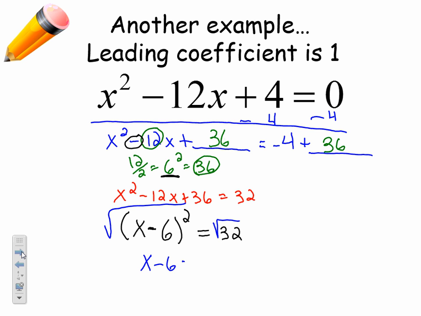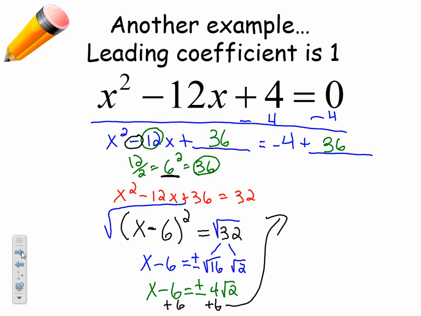x minus 6 equals square root of 32, which we can break down, right? So we can break that into plus or minus square root of 16 and the square root of 2. Break that down again. We're going to get x minus 6 equals plus or minus 4 square roots of 2. To finish it off, all we have to do is add 6 to both sides. Remember, we want to write our 6 first, so it's going to be x equals 6 plus or minus 4 square roots of 2.